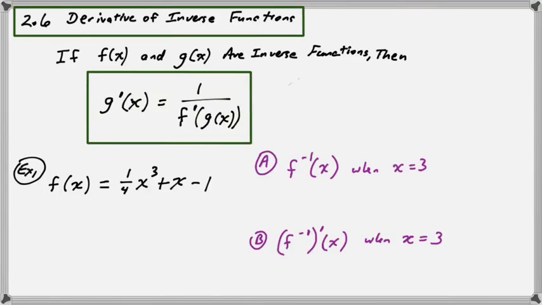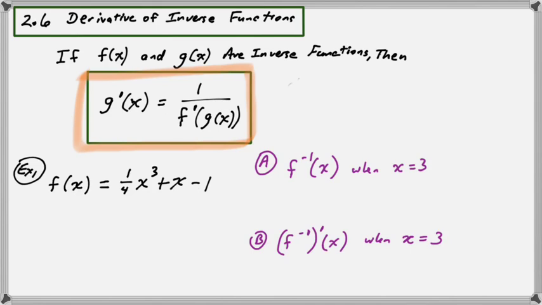Okay, I'm going to start talking about 2.6 in the AP Calculus textbook. It's about the derivative of inverse functions. If f and g are inverse functions, then we have this rule: g prime of x is equal to 1 over f prime of g of x.